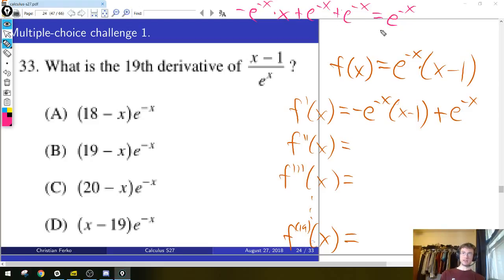So this is e to the minus x times 2 minus x, right? So here's the 2, here's the minus x. So I'll just write that down here. This is just algebra. E to the minus x times 2 minus x. Okay, now what's the second derivative?